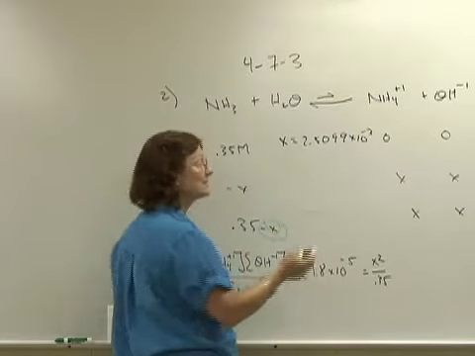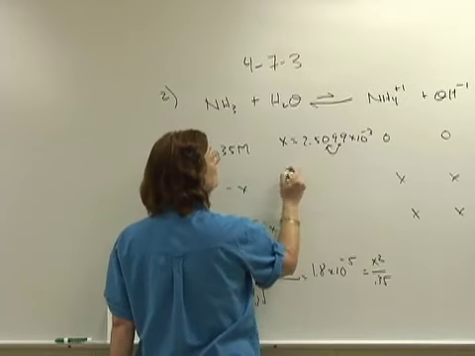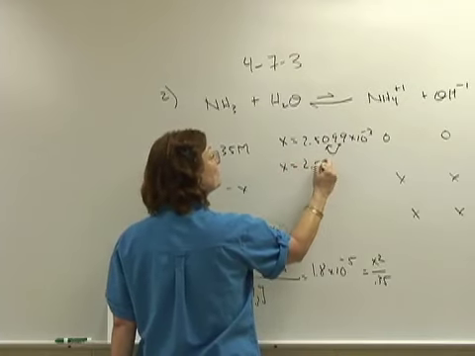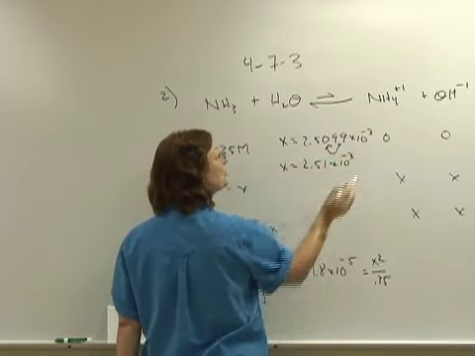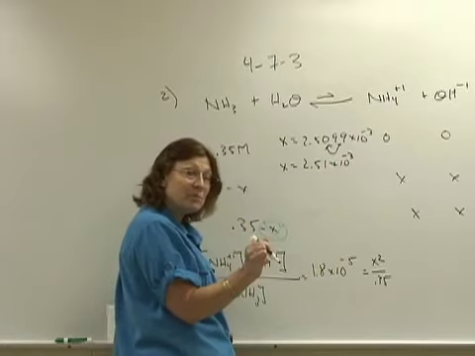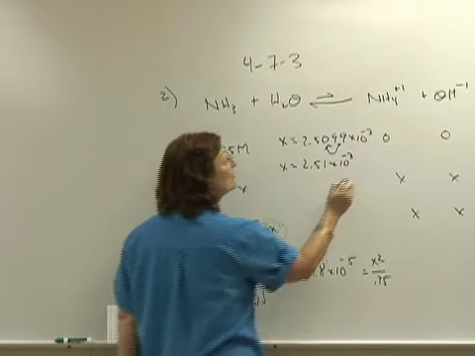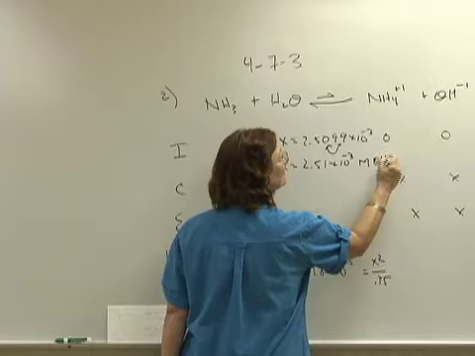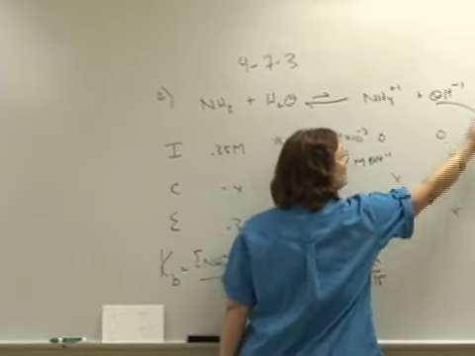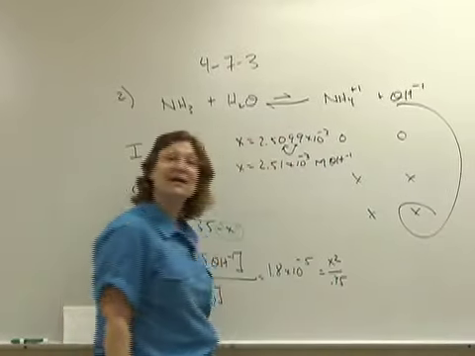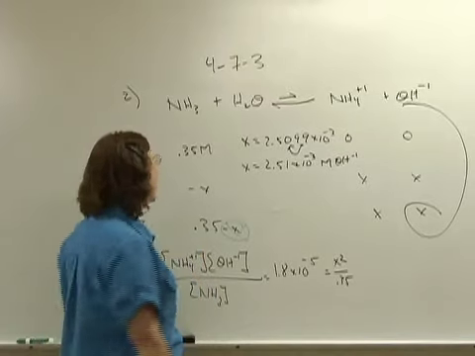Then I round to the hundredths place. Therefore, the 9 rounds the 0 up, and x equals 2.51 times 10 to the minus 3rd. And here's a critical point. It's the molarity of my hydroxide ion. Right here, this is my x value.